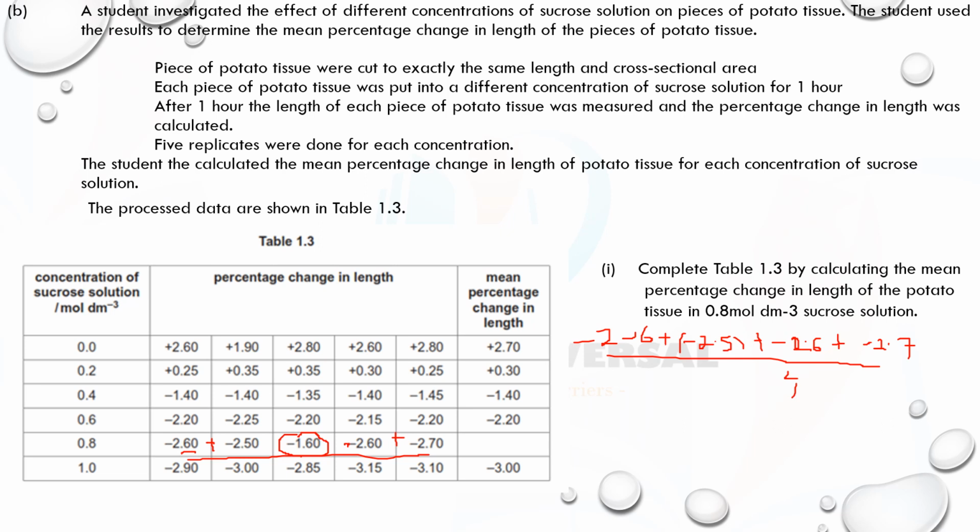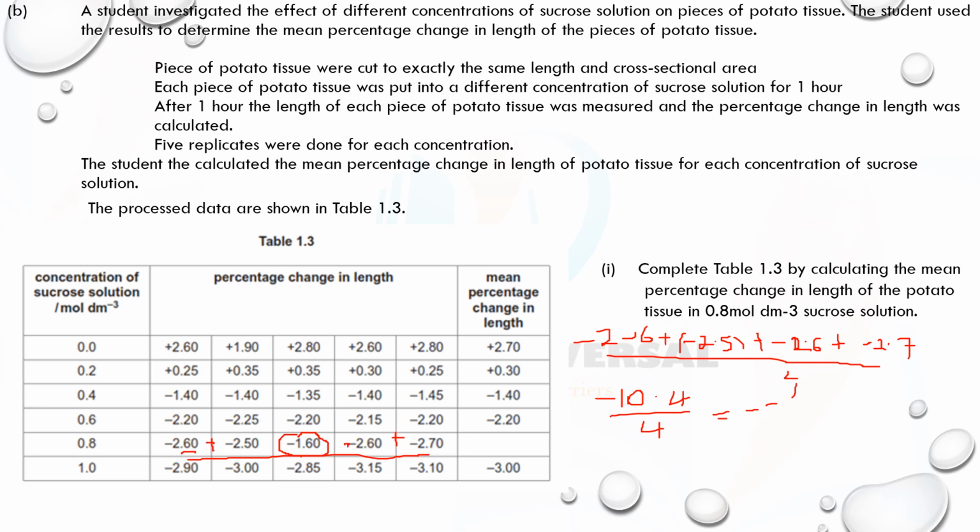10.4 divided by 4 gives us 2.6, minus 2.6. So that's minus 10.4. By the time you add everything, it will give you minus 10.4. Is that okay? Yeah. Divided by what? By 4. That gives you minus 2.6.